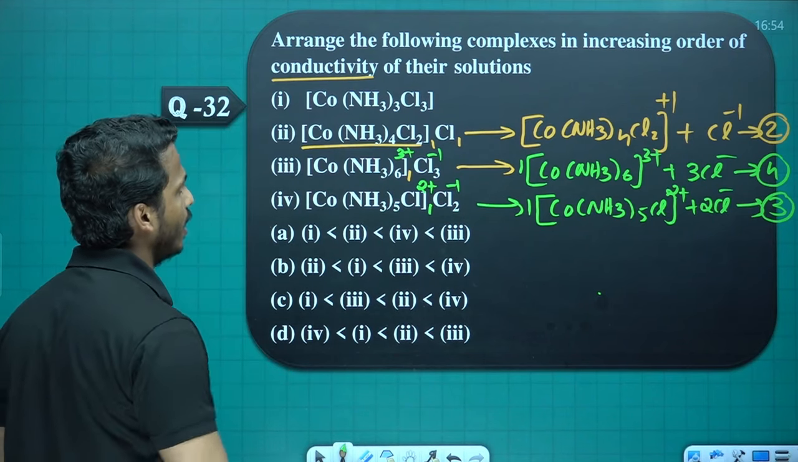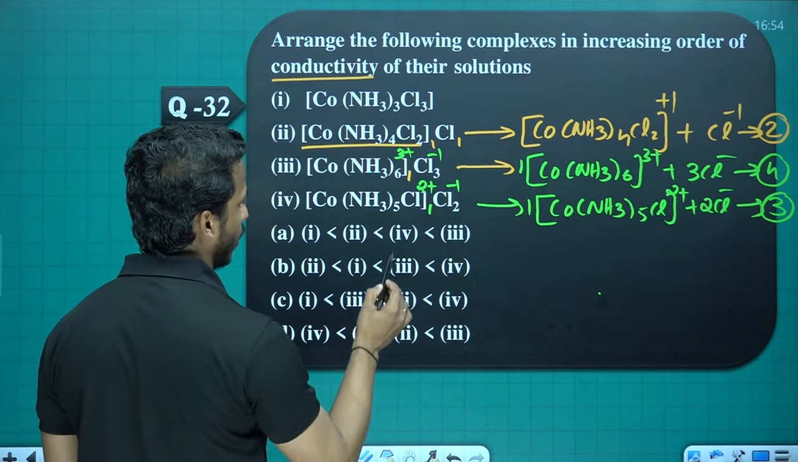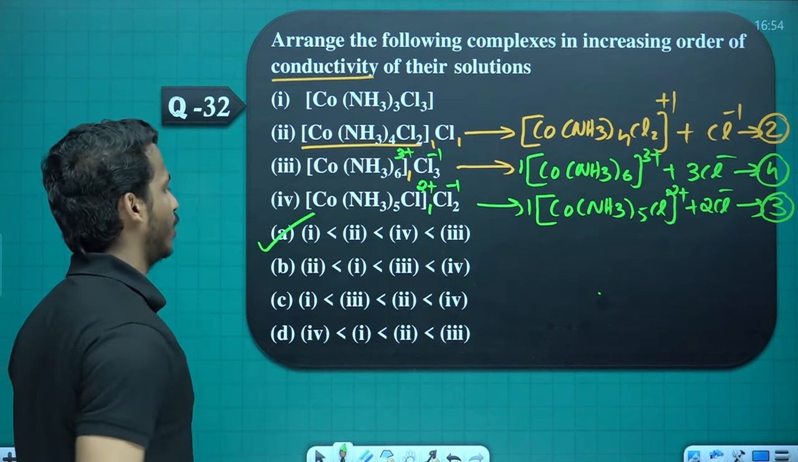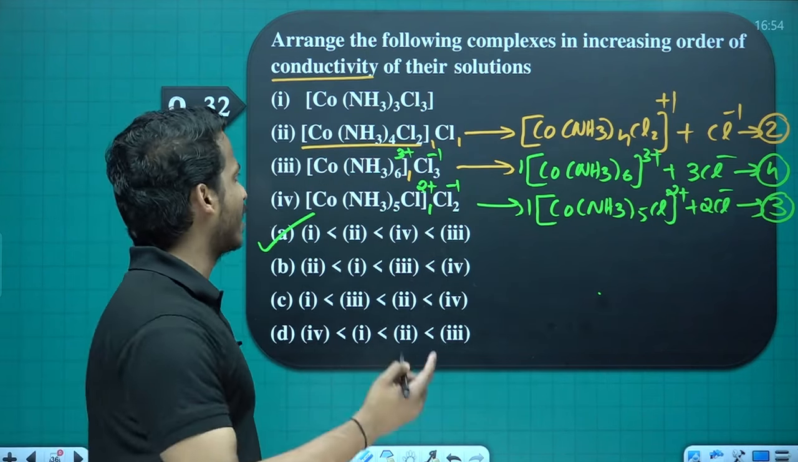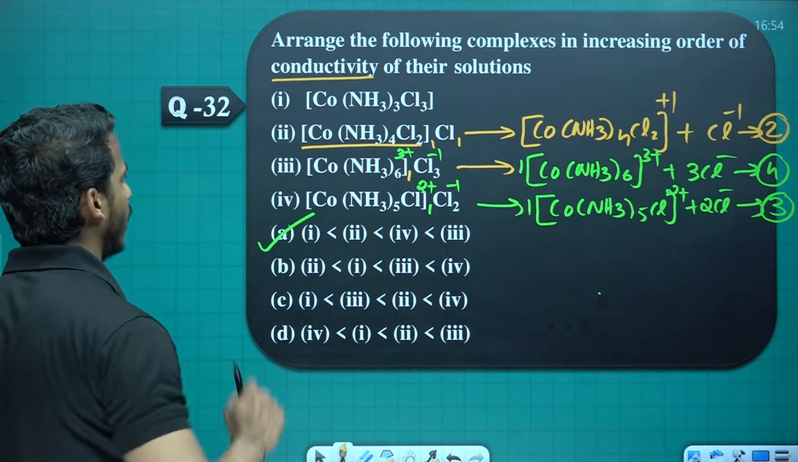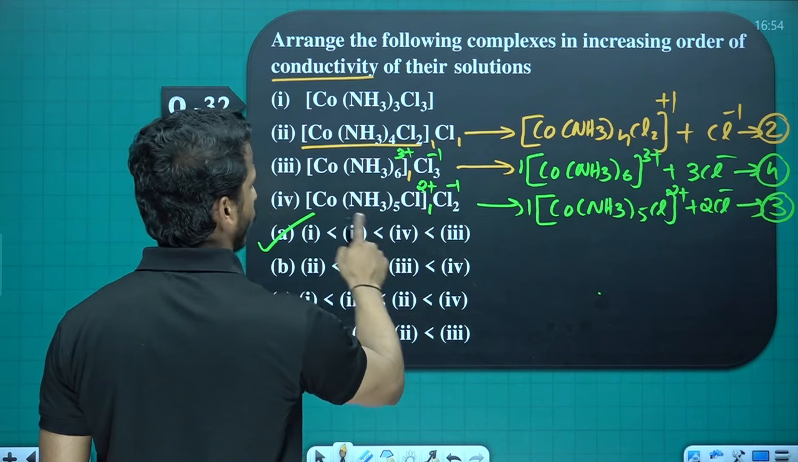So what is the order, my dear? The third one is the highest, then the fourth one. 3, 4, 2, 1. Yes, option A. The one which is giving more number of ions can conduct what? More electricity. So the third one is the highest because the third one has more ions. Then the fourth one, then the second one.